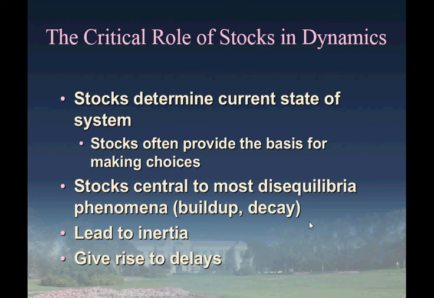And stocks, it turns out, are central to the dynamics we see, to disequilibrium, the situation where we build up and decay. It's not an equilibrium. Over time, it's changing. And they lead to a sort of inertia in the system. We'll see this in parsing some of the results. Stocks lead to continued change even after some of the things that made it possible to initiate are gone. And they give rise to delays.